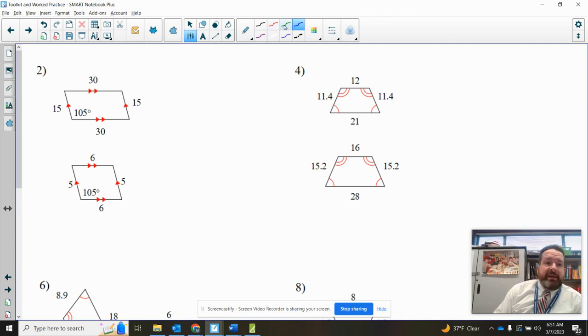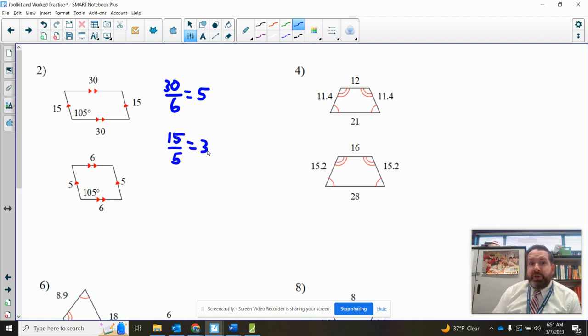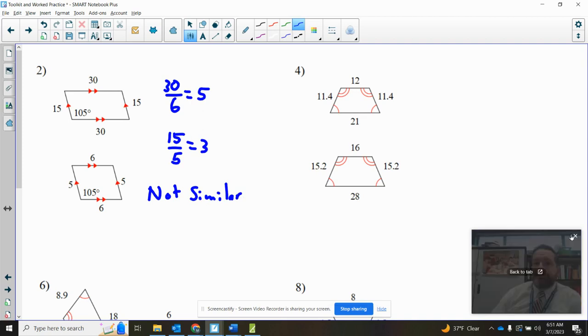Now, we do need to check proportionality of the sides. So from my 105-degree angle down here, the longer side is 6, the shorter side is 5. Up here, longer is 30, shorter is 15. So let's compare corresponding sides. Long side on the top compared to long side on the bottom gives me a ratio of 5. Short side on the top compared to short side on the bottom gives me a ratio of 3. Those are not the same, so no, these two shapes are not similar. They're not the same shape at all.